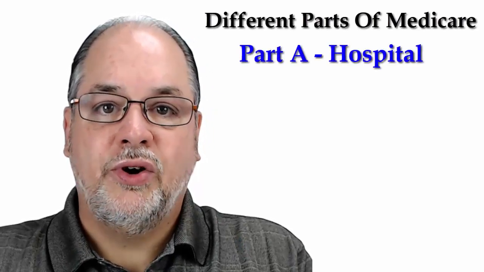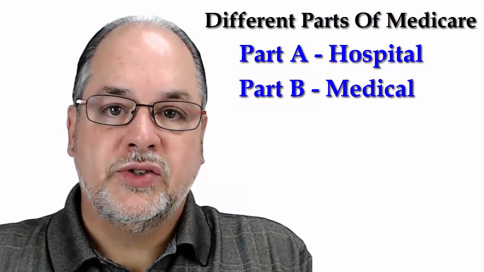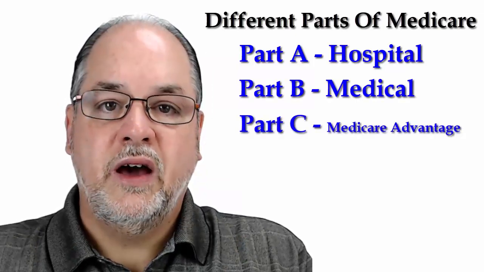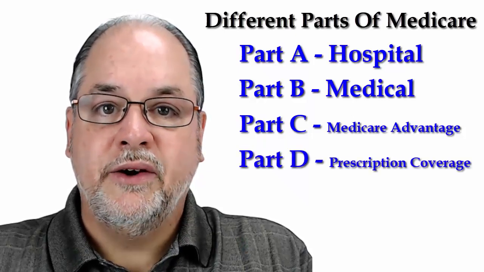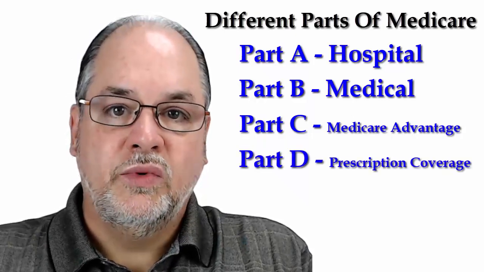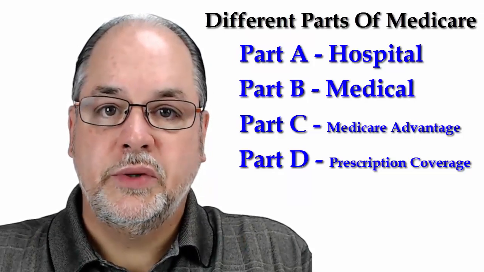Part A is called hospital. Next is Part B. Part B is called medical. Then we have Part C. This refers to Medicare Advantage plans. Last, we have Part D, which refers to prescription coverage.